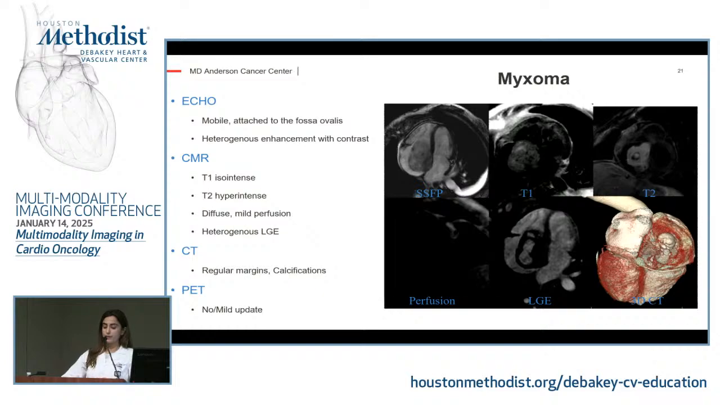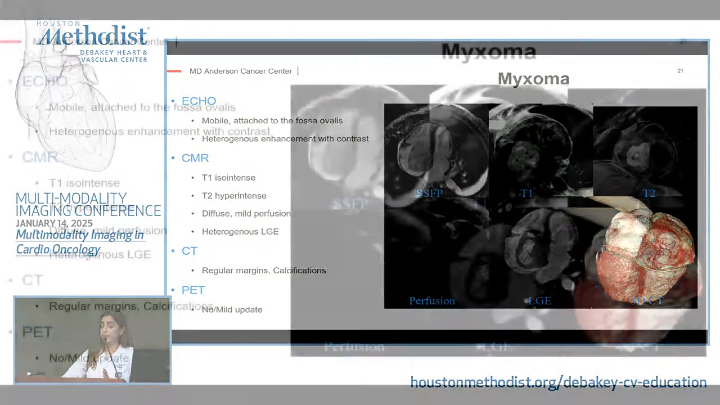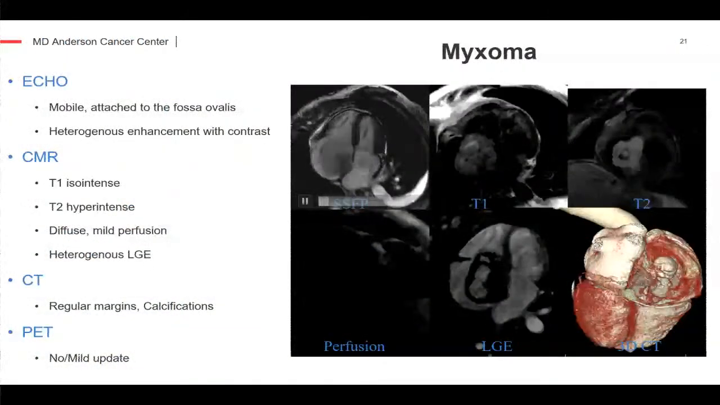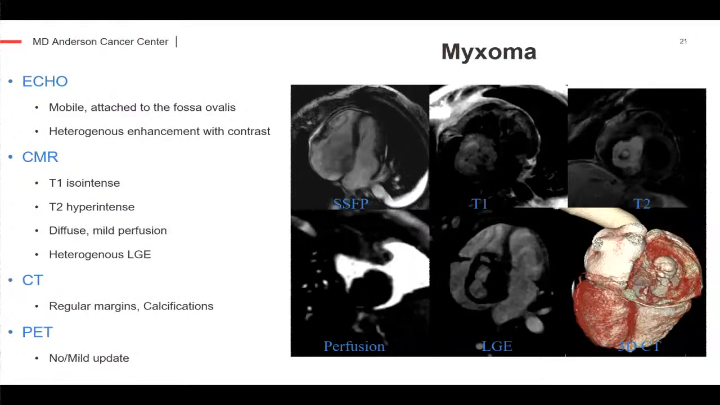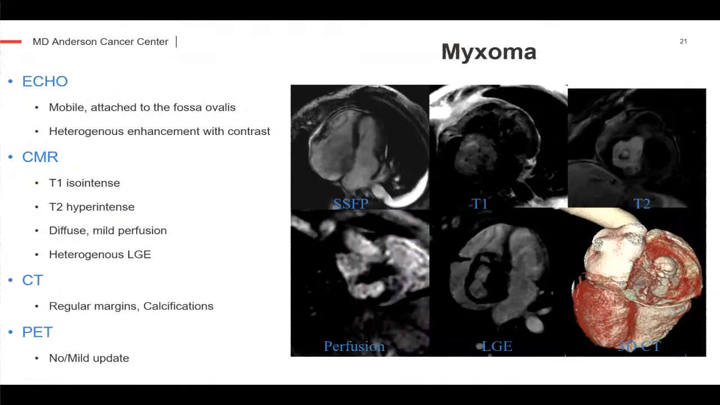The majority of myxomas, 75% of them, are left-sided, and here I am showing you a right-sided myxoma. So 75% of them are left-sided on echo, arising from the fossa ovalis, with heterogeneous enhancement with contrast. On CMR, it's said that they're iso-intense, but if you look here, there are regions of hyperintensity on T2, mild diffuse perfusion. However, this is nothing short of very high perfusion and heterogeneous LGE.